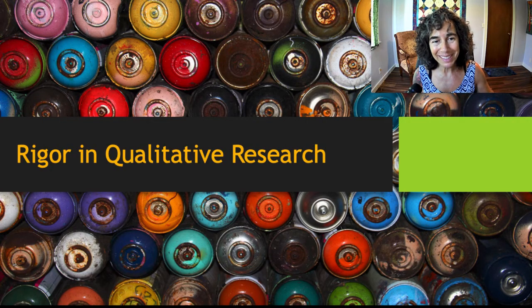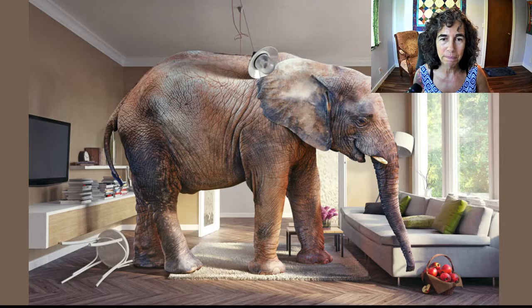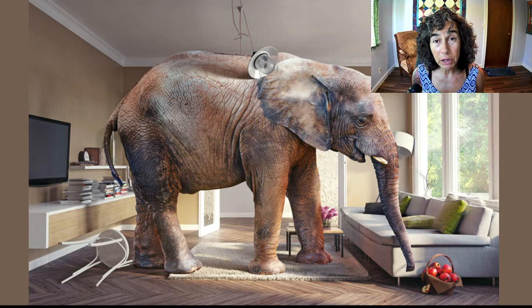Okay, and that brings us to rigor in qualitative research. So here is an elephant in a living room, right? You've maybe heard that term before. What's the elephant in the living room? Well, it's the criticism of qualitative research as being not thorough, not useful, not powerful, not rigorous, right? Some institutions place more or less value on it. Some journals place more or less value on qualitative research.